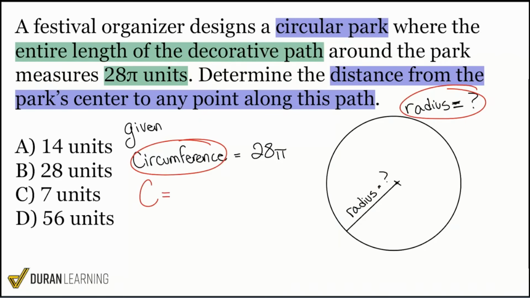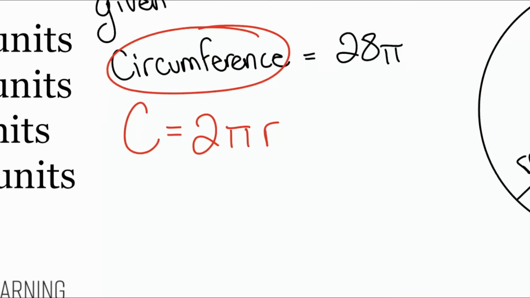Right here, circumference equals 2 times pi times the radius. Not pi r squared. No, no, no, no, no. Pi r squared is the area. 2 pi r, that is circumference. So because we know that, here's what we're going to do next. We're going to keep it calm, cool, and collected, and I'm going to replace the information that I have in the right place.